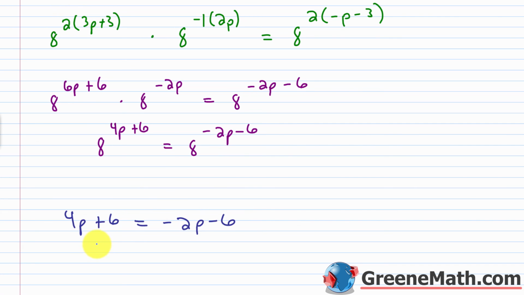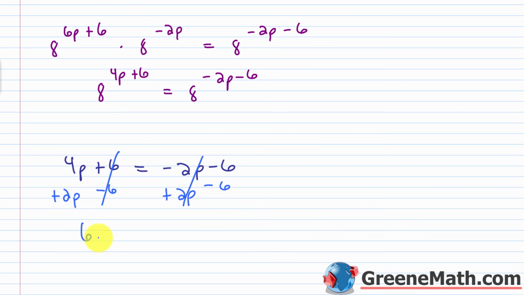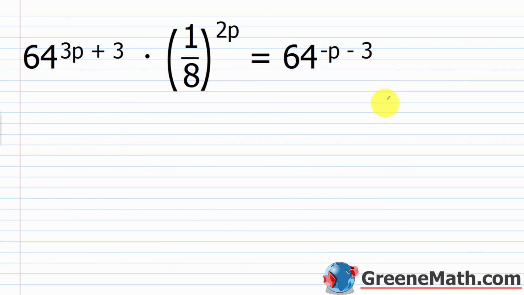We can subtract 6 away from each side of the equation. That's gone. We can add 2p to each side of the equation. That's gone. So I'll have 6p is equal to negative 6 minus 6 is negative 12. Divide both sides of the equation by 6. We get that p equals negative 2. All right, let's erase everything. So again, p equals negative 2.